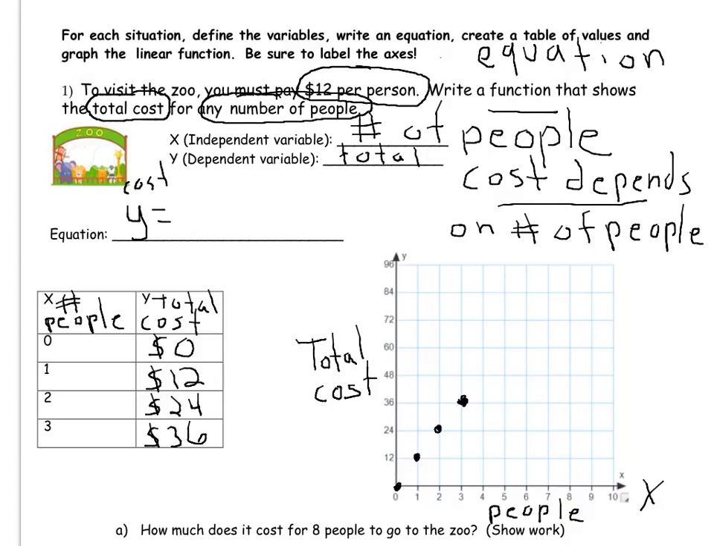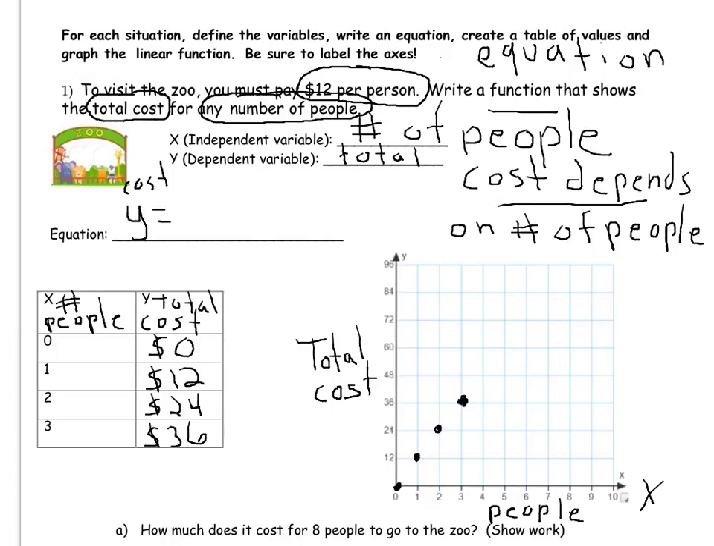Now, how are we going to calculate the total cost for the zoo? If we go back and read, it says it's $12 per person. Per person literally means every person pays $12 apiece. Instead of writing per person, we can use the variable x, because x stands for the number of people.